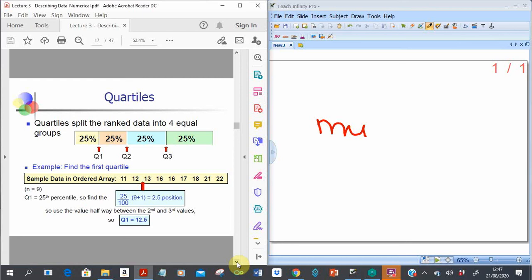So for ungrouped data, if you wanted to find the first quartile, we know that is the 25th percentile. So you say 25/100, and our n is 9 plus 1. Do that and you're going to find that it is the 2.5th position. So we're going to say halfway between the second and third value, and that is 12.5. So that is our first quartile.